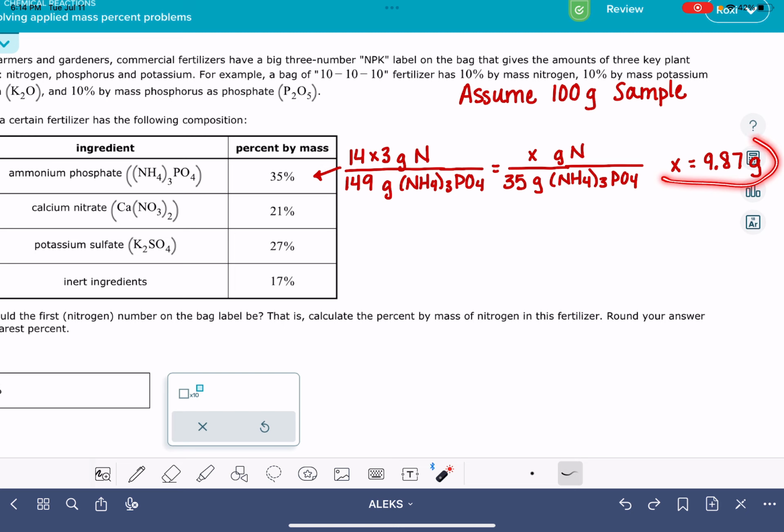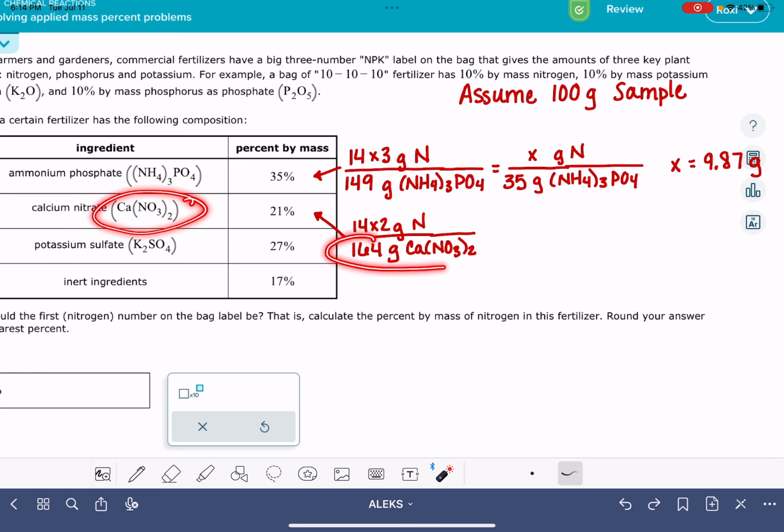I'm not showing you the math on that because you've seen it 3 times. But this is solving for X. Now, because I also have nitrogen in my second component, I've got to do all of this again. So down here, for this one, I have only 2 nitrogens in this molecule, so 14 times 2, because I have 2 nitrogens. This is the total mass of the calcium nitrate. Added up the mass of the calcium, the nitrogen, the oxygen, I got 164. I'm going to set that equal to X over 21.